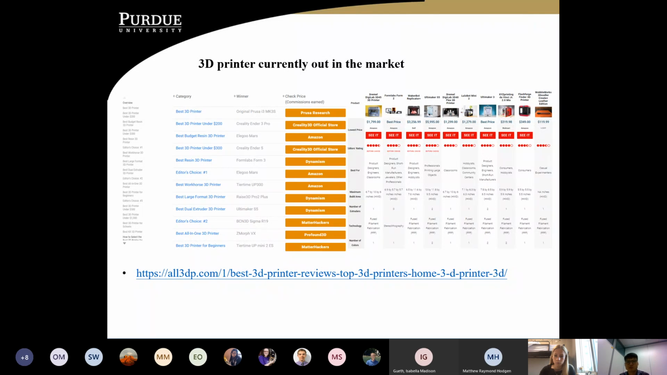But again, I just want to point out the pricing. If you go on Google and look at all these lists, there is just such a wide range of things. For example, this is the list I pulled out, best 3D printers. Over here is a Prusa, and then best 3D printer under $200, Creality. And then it goes on forever. So it can be very daunting at first.